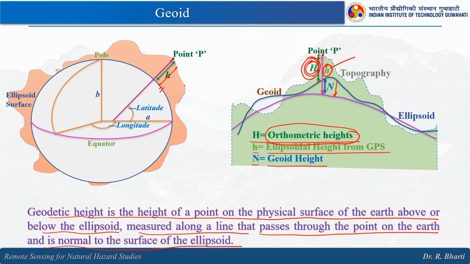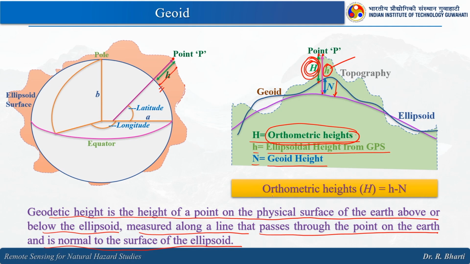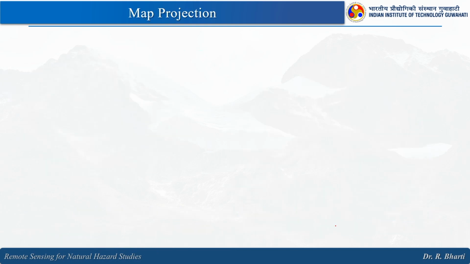So, this is very important. Actually we are going to represent our height with the orthometric height. So, this capital H will be calculated using this expression, small h minus N. So, these two will be used and then we will be calculating the orthometric height. I hope this concept is clear.